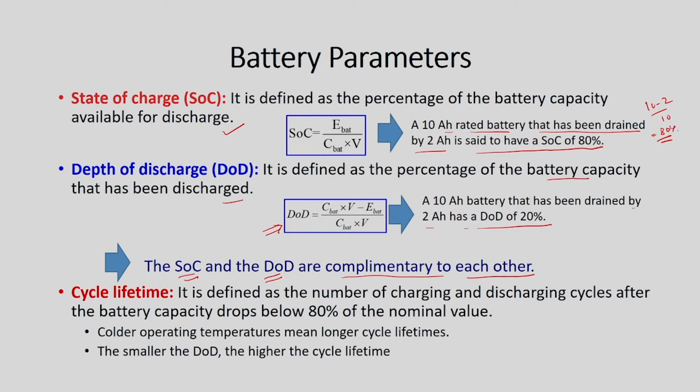Also, we need to define one more terminology called cycle lifetime, which is defined as the number of charging and discharging cycles after which the battery capacity drops below 80% of the nominal value. This battery cycle life again depends on the operating temperature. Colder operating temperature means longer cycle lifetimes. And the smaller the DOD, the depth of discharge, the higher the cycle lifetime. These are important observations on how the cycle life is affected by temperature and DOD.